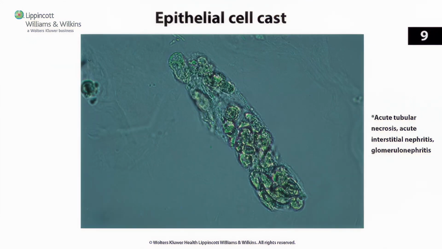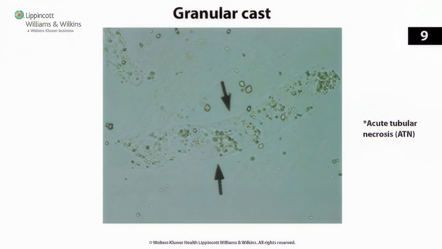Epithelial cell casts are seen in acute tubular necrosis because those necrotic epithelial cells get stuck in the cast. Epithelial cell casts will also turn up in acute interstitial nephritis and in certain types of glomerulonephritis. Granular casts are somewhat nonspecific, but they're most commonly associated with acute tubular necrosis. Granular casts occur when you have breakdown of cellular casts. So anything that causes red cell casts or white cell casts or epithelial cell casts could also cause a granular cast as that cellular debris is being broken down.